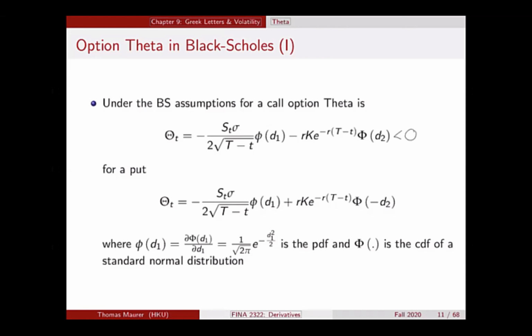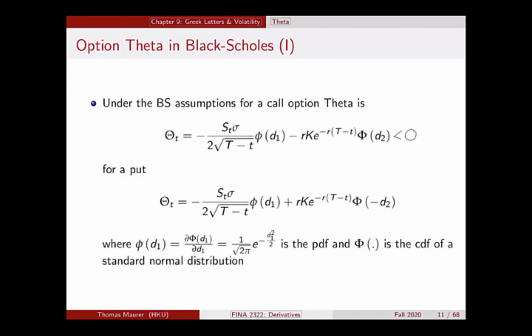So if the second term is larger than the first term in magnitude, then your time value is negative, and getting closer to maturity is actually good for you, and theta is positive. If the second term is smaller in magnitude than the first term, then the time value of that put option is positive, and getting closer to maturity is bad news for you, because the put loses money as you get closer to maturity.